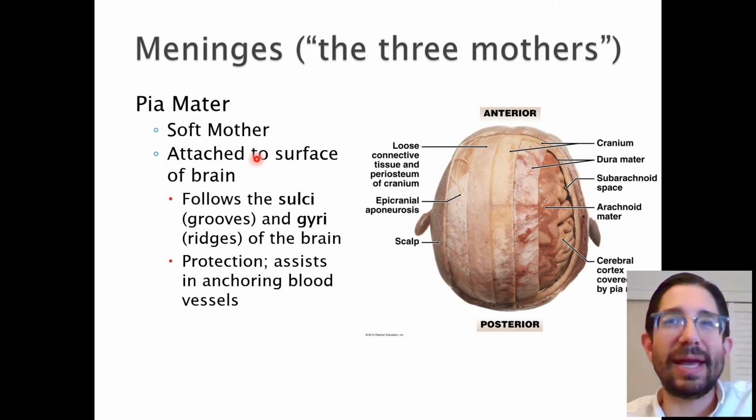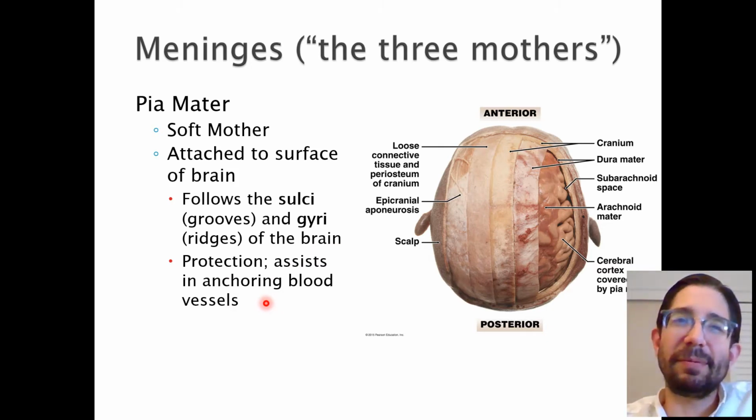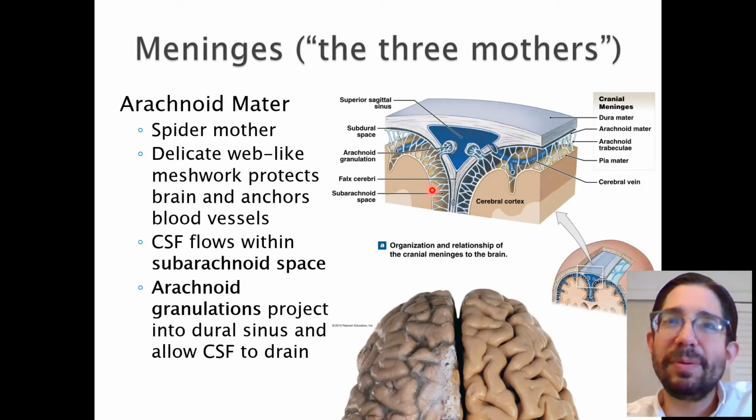And this is attached right on the surface of the brain, following every little gyrus or sulcus, the grooves and ridges of the brain, right on top of them. So it's giving some protection, and it's helping anchor those blood vessels down. If we go back for a moment, we'll see here's pia mater right on top of the brain. And the blood vessels are kind of sandwiched in between the pia mater and the arachnoid mater. So they help capture those blood vessels.